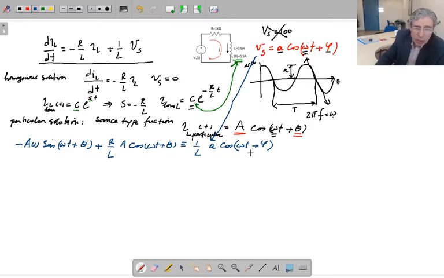If you look at this now, you can multiply all of them by L. So let me do it. Maybe I should write once again. Minus L A omega. Make it a bit nicer looking.